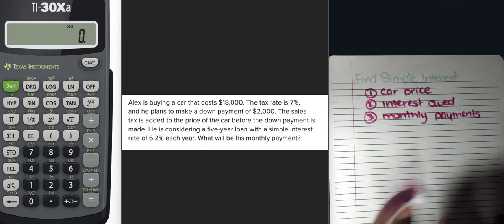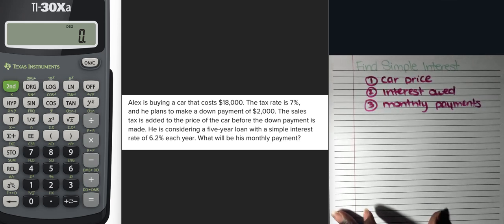All right, so let's start with step one. Let's find out what the price of the car is going to be. We know that the car costs $18,000 and there's a sales tax of 7%. He is going to make a down payment of $2,000, but the sales tax is added to the price before he makes the down payment. A down payment is money that he gives up front, so that he doesn't have to pay that extra 2,000 over time. So that is considered to be his down payment.